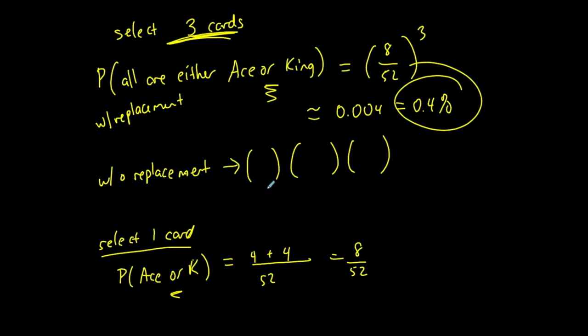Well, the probability that the first card is an ace or a king is 8 out of 52. But now I'm keeping that out. So now there's only 7 cards left that are ace or king, out of 51. I took a card out, so there's only 51 cards. Now I took 2 of these out, so there's only 6 left that are either ace or king. And then now there's only 50 cards left in the deck. So let's see what that is.